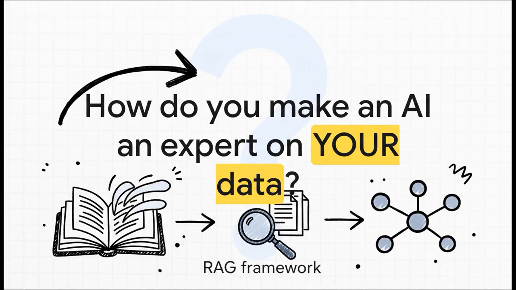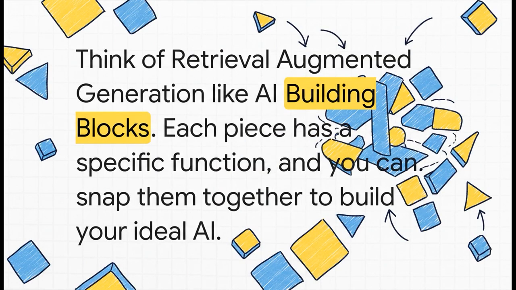You don't want generic answers scraped from the whole internet. You want specific, smart responses that come directly from a knowledge source that you provide. So how do we do that? The answer is this really powerful technique called Retrieval Augmented Generation, or as everyone calls it, RAG. So let's just dive right in.